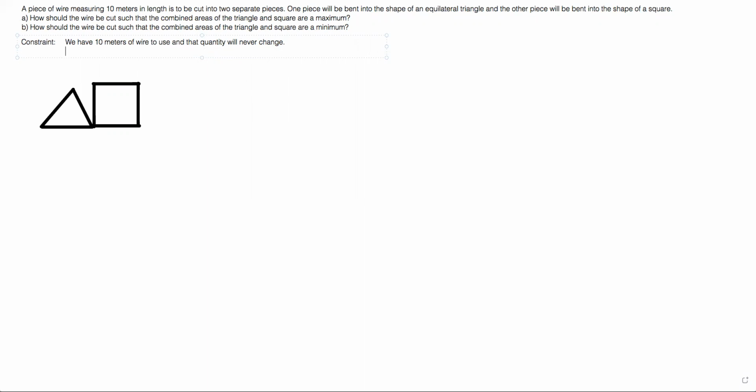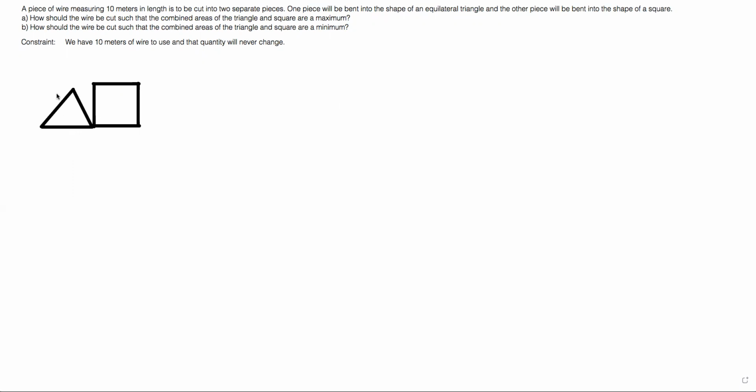What I want to do is write our constraint in algebra language. So we know that we have 10 meters of wire to use. If we start here and work our way all around the figure, that looks like perimeter to me. So our perimeter is going to have to be 10 meters. It's going to have to be the perimeter of the triangle plus the perimeter of the square. We don't know the dimensions of either of them yet, so I'm going to use some Greek letter identifiers to help us. Alpha is going to be the side length of our equilateral triangle.